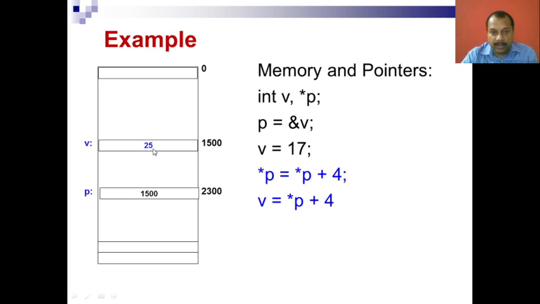Then it will be 21, and after that, when you execute v equals star p plus 4, star p is again the content of v in this particular location, so with this 21, 4 will be added, and it will be 25. Now the content is 25. The content is 25 because of the consecutive execution of these two statements: star p equals star p plus 4 and v equals star p plus 4. Sorry, here there will be a semicolon as per the C syntax.